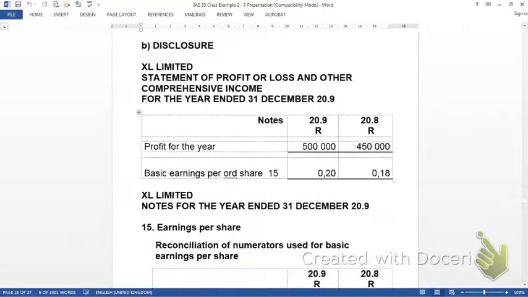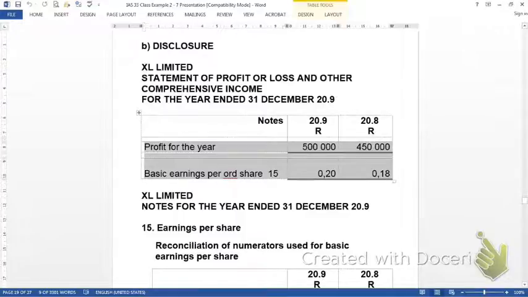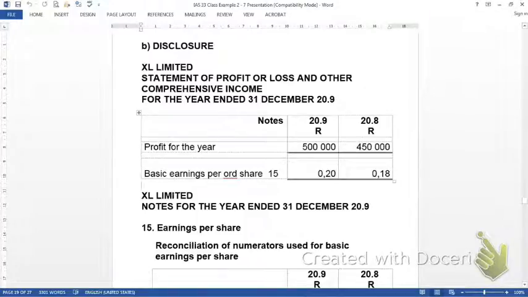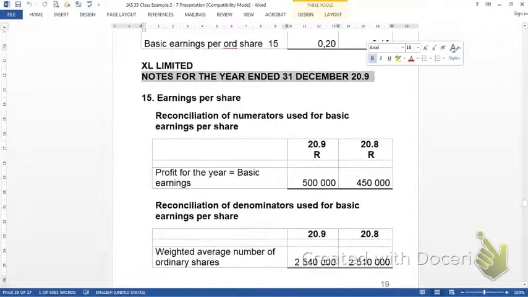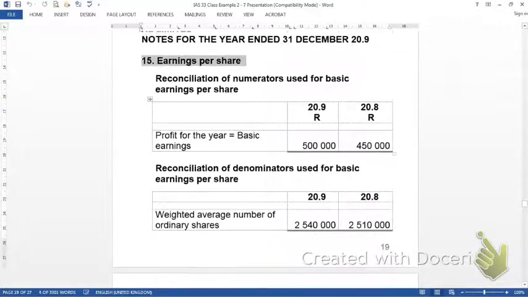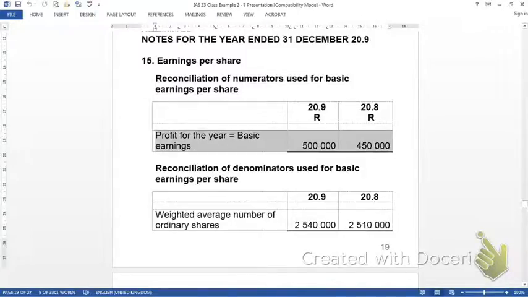The disclosure. Our statement of profit or loss and other comprehensive income, profit for the year, and at the bottom of that statement you will find the basic earnings per ordinary share as we calculate it, and then we also have the note number 15. Under the notes, there's our note number 15, earnings per share, and remember we have to reconcile the numerator used for basic earnings per share.